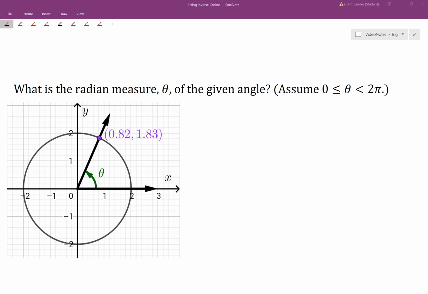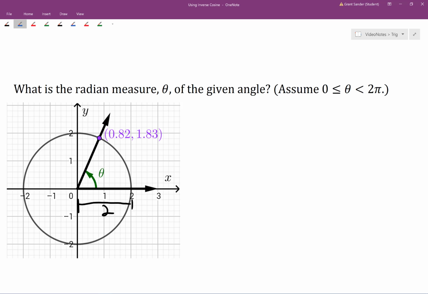In this video, we will use the inverse cosine function to determine the measure of an angle if we know a terminal point's coordinates. So let's consider the following task. We want to know the radian measure, theta, of the following angle. From this diagram, we see that the radius of this circle is 2 units. So we have a radius of 2 units.